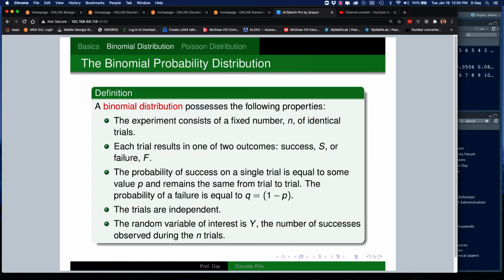Specifically, in this definition here, we're going to talk about the properties of the binomial distribution. So these are important. I would definitely know these because these are definitely quizzable material. But the first property says the experiment consists of a fixed number of identical trials, which we notate as little n. So we have a fixed number of trials.